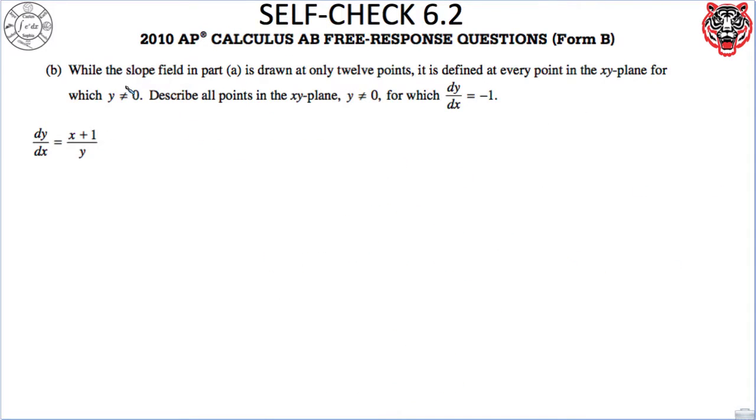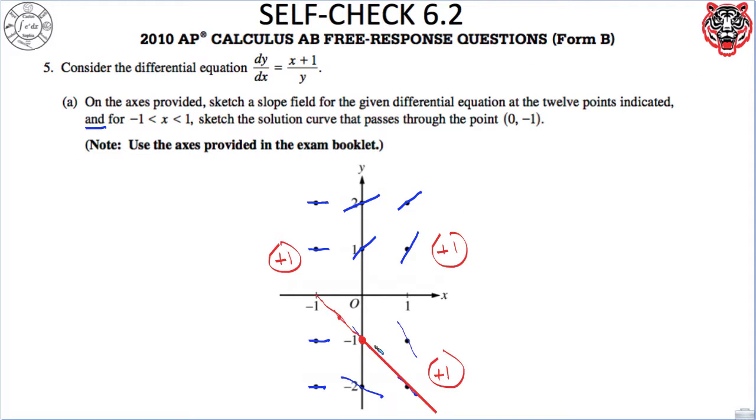So I have this description. Yes, it is drawn only at 12 points, but let's describe all the points where y doesn't equal 0, so I don't have any problem points, where the slope is negative 1. So notice that I was talking about this line here. What is the relationship of all the x and y's? And this is just a linear line. If you were able to go back and say, oh, I know the equation of that line, you're basically done.